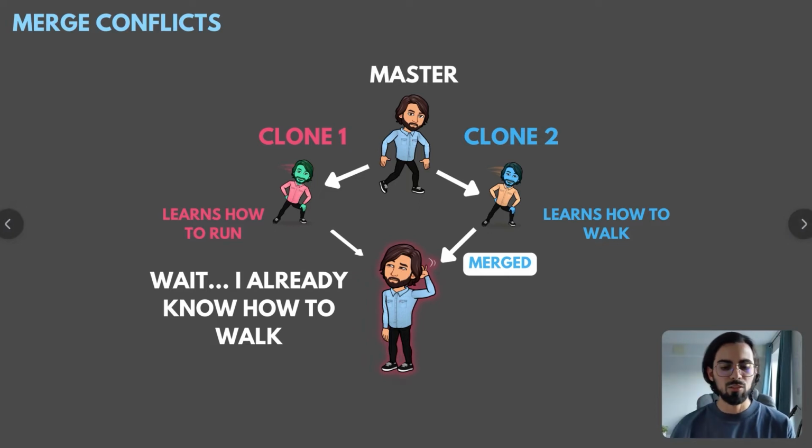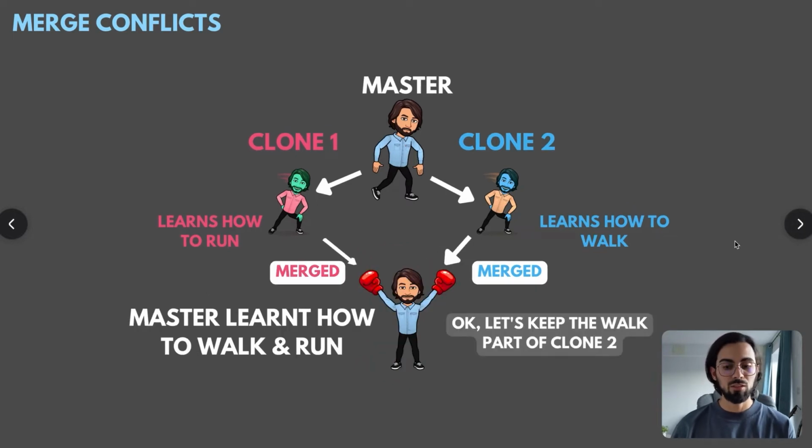It's going to be like, okay, but you know what? I already know how to walk. Maybe I don't know how to run. I can accept that part of the code, but what do I do with the walk part? So what you can do with merge conflicts is to resolve them in a certain way.